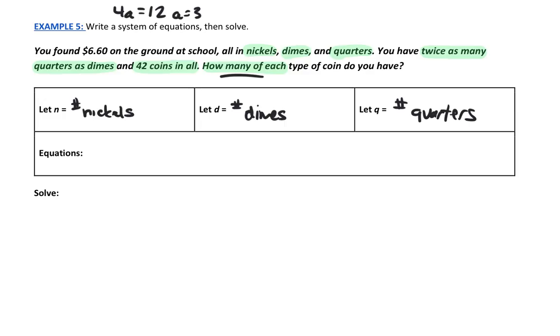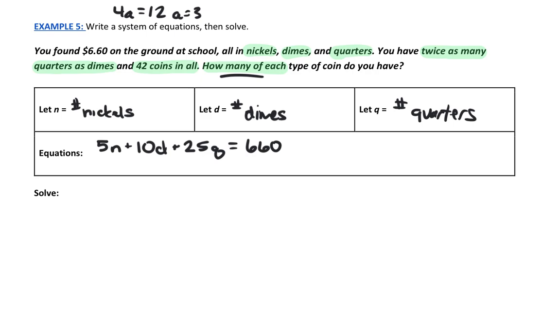So my equations, this is tricky. We found $6.60 on the ground. So I'm going to do this whole thing in cents. So it's 5 cents per nickel, 10 cents per dime, and 25 cents per quarter. I don't make that equal 6.60 because I'm doing the 5, the 10, and 25 in cents. So this is 660 cents. Okay. Hopefully that makes sense.